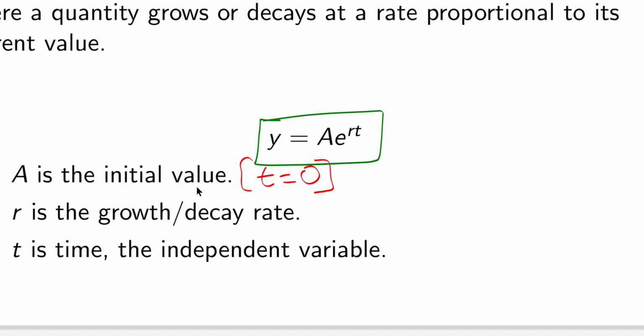Then you can see this R is in the power. R is the growth rate or the decay rate. It'll be positive if it's a growth rate. It'll be negative if it's a decay rate. And we'll examine all of these examples anyway. And then T is the time, the independent variable. That would be our input variable T for time and your output variable Y for the value. So how can such a simple function model so many different real-world situations? Well, let's examine that.